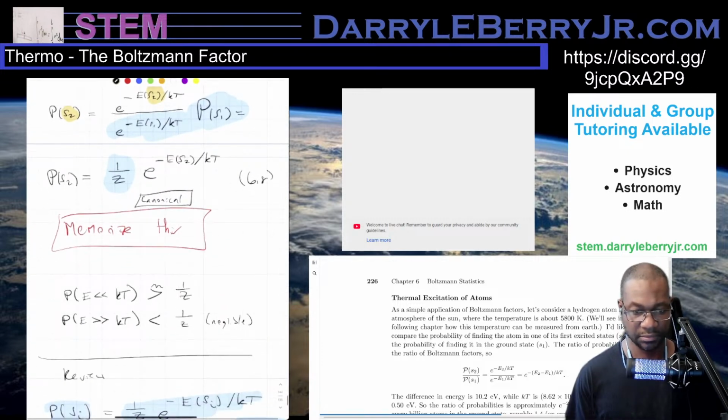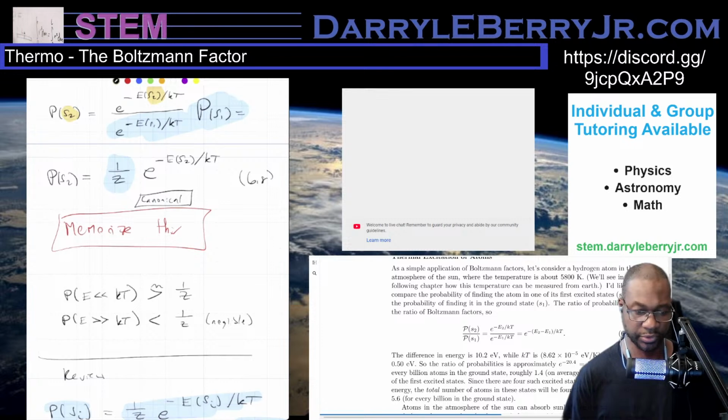The difference in energy is 10.2 electron volts, while kT is 8.62 times 10 to the negative 5 electron volts per Kelvin times 5800 Kelvin, or 0.5 electron volts. So the ratio of probabilities is approximately e to the negative 20.4, or 1.4 times 10 to the negative 9.